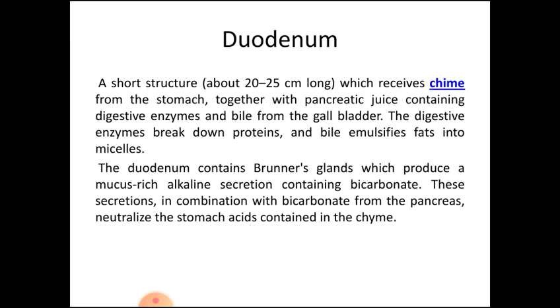The number one is the duodenum. The first part of the small intestine is the duodenum, a short structure about 20 to 25 centimeters long, which receives chyme, meaning the digested food from the stomach, together with pancreatic juice containing digestive enzymes and bile from the gallbladder. The digestive enzymes break down protein and bile emulsifies fat into micelles.